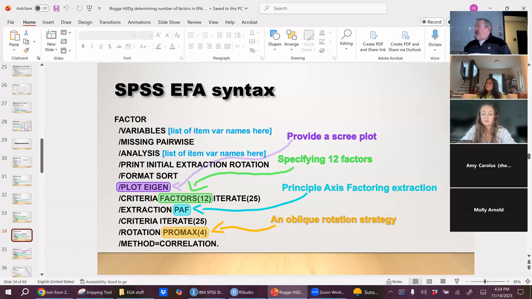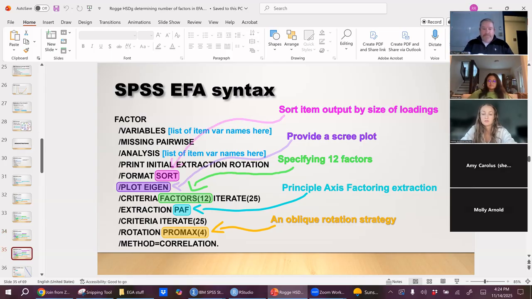It doesn't automatically give you a scree plot, but in the options you can ask it to give you a scree plot, and that's what this purple line is doing. And there's another little checkbox under the options where you say, please sort the output table by size of loading, because it makes it a lot easier to read and interpret rather than having the lines all jumbled up. So that's what that does.